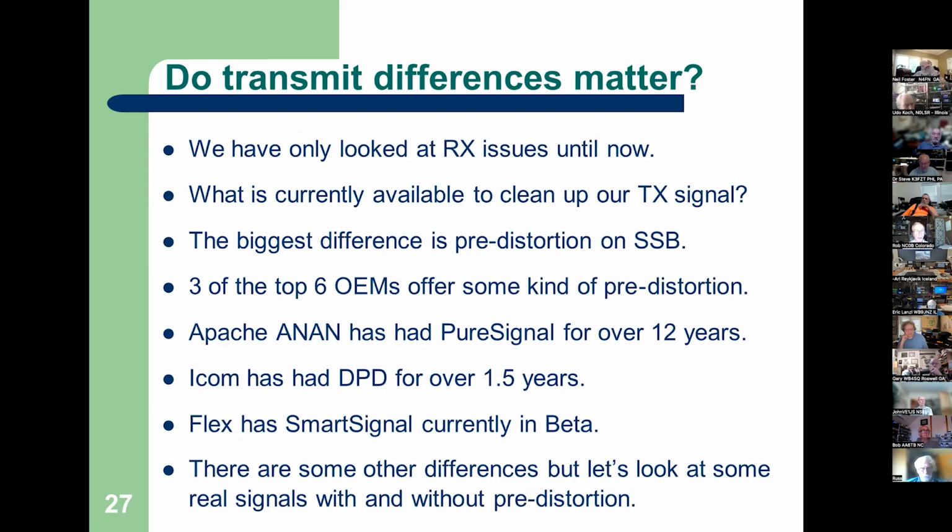So what's different on transmit? We've only looked at receiver issues. So what's currently available to clean up our signals that cause QRM? The biggest difference is pre-distortion on sideband. Now this ARRL Clean Signal Initiative, hopefully by January, they'll start publishing some radios that actually pass this test. But the most obvious one, as far as night and day difference, is the pre-distortion, which is software. So now 3 of the top 6 OEMs offer some kind of pre-distortion. The Apache Anan has had this pre-distortion.